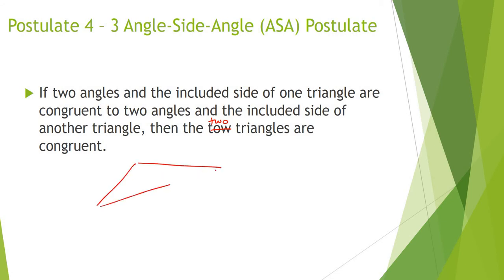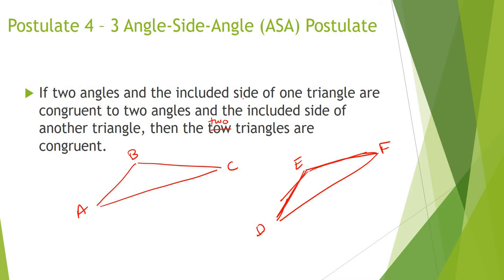So again, I've got two triangles, A, B, C, that we want to prove congruent. That doesn't look very congruent. D, E, F. And if we can show the two angles and the included side, so two angles, A and B, and the included side of one triangle are congruent to two angles and the included side, in other words, the side between the angles, then we can say that the triangles are also congruent. So let's use this in a proof.